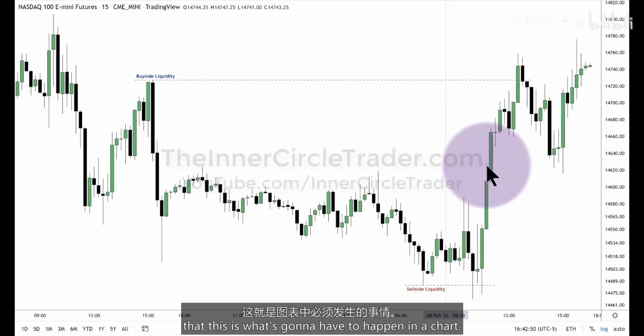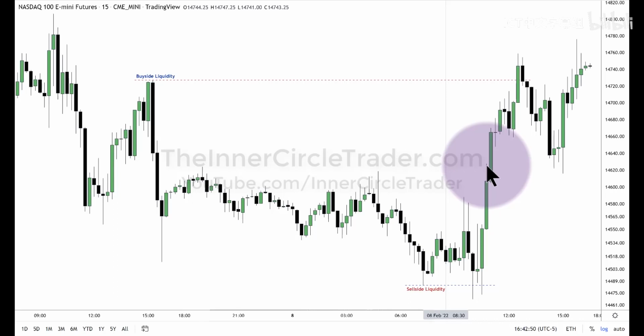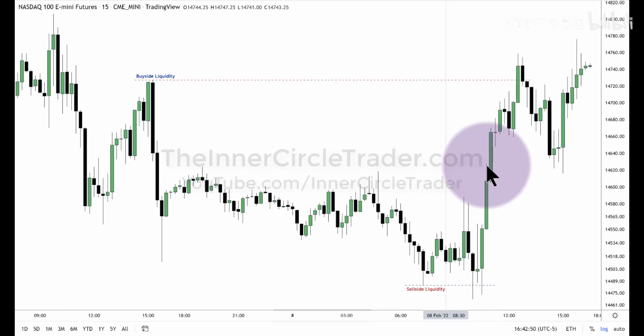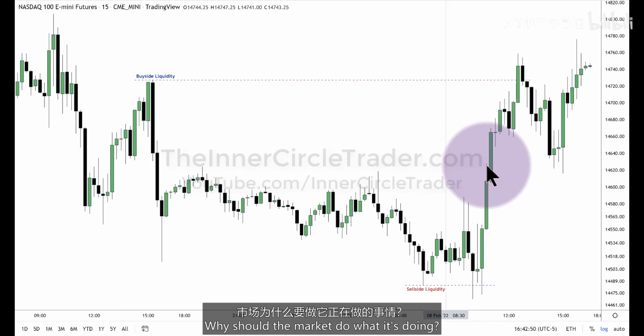And they'll think to themselves that this is what's going to happen in a chart. And it isn't, because they're lacking narrative. So one of the things that I'm teaching in this mentorship, in my paid mentorship, is how to view the marketplace from a narrative standpoint. What's the logic? Why should the market do what it's doing?